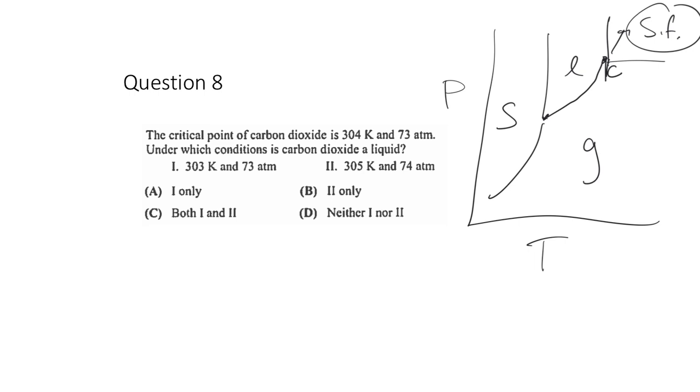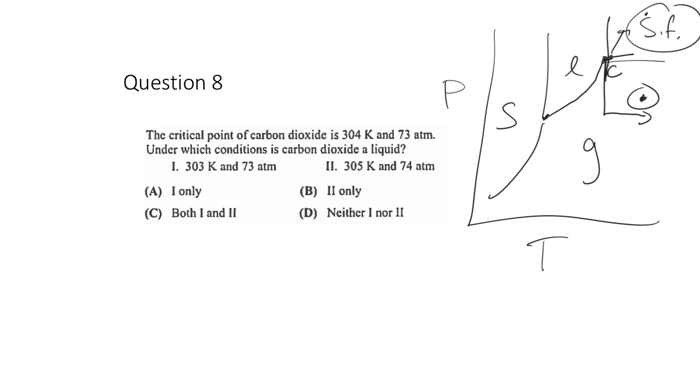But if you're, say, above the critical point temperature but below the critical point pressure, then you're still a gas, like you're over here in the diagram. But if you're above the pressure and temperature critical point, then you're in that supercritical region over here. And so let's take a look at some of the temperature conditions here.